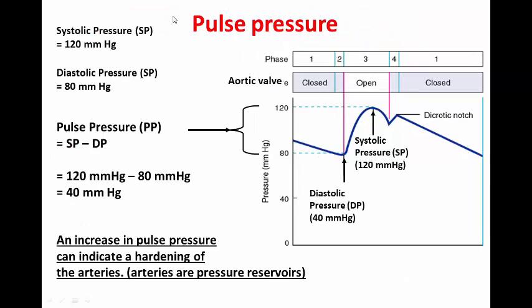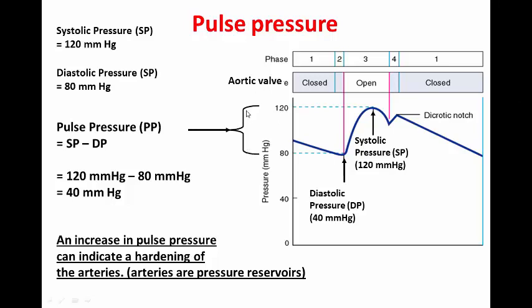The pulse pressure is the difference between the systolic pressure and the diastolic pressure. This is the pulsatile component of the aortic pressure, because during the successive cardiac cycles, the aortic pressure keeps on increasing from 80 to a maximum of 120, then decreasing to a minimum of 80, then increasing again to 120 millimeters of mercury, then decreasing again to a minimum of 80 millimeters of mercury.